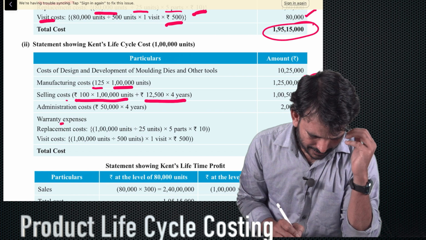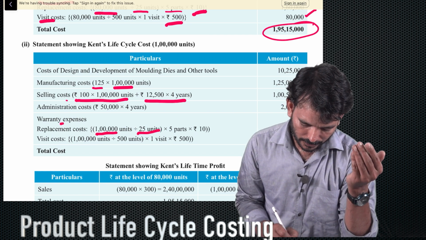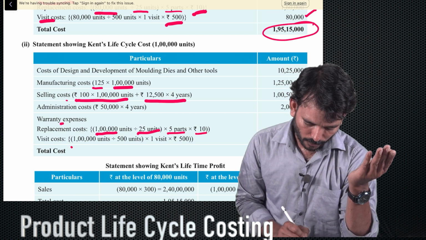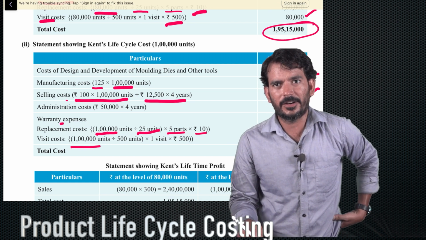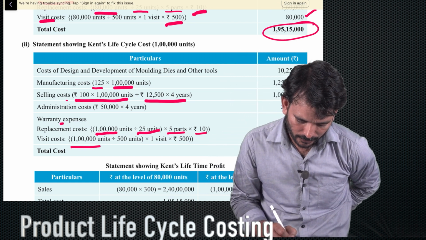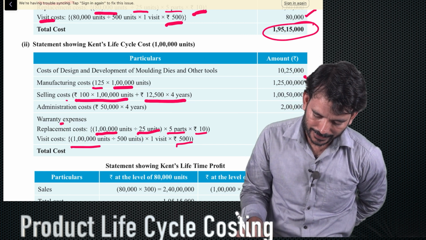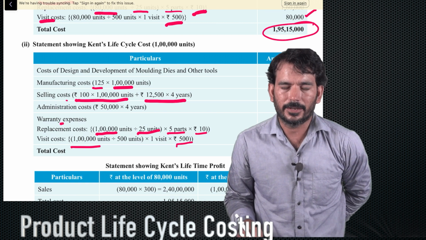And coming to the warranty, same logic, 1 lakh units total you are selling, per 25, there will be a replacement. Every time you will replace 5 parts, multiplied by 10. Again visits, 1 lakh units totally you are selling, divided by 500. So every 500 there will be 1 visit, and every time you visit there will be an expenditure of 500. So that's how you are calculating the revised statement, revised product life cycle costing also.